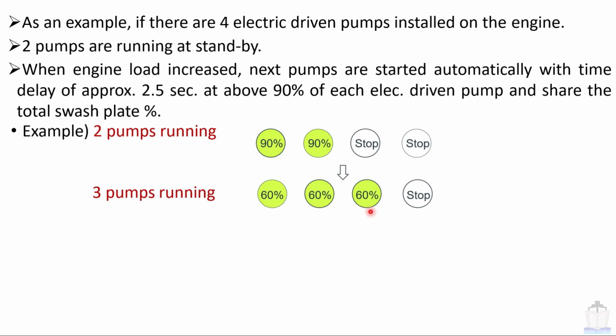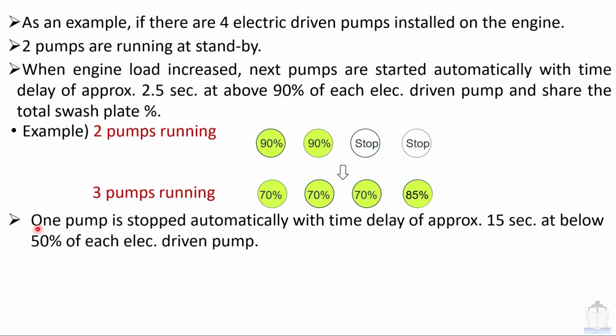So now it will become 60% in the individual pumps. Now suppose again the load percentage is increased and it reaches say 90%, then the fourth pump will start automatically. In that case, since number 4 pump is of fixed type, it will run at some specific load and the rest of the pumps will share the equal percentage of the swash plate angle. Next, one pump is stopped automatically with a time delay of approximately 15 seconds at below 50% of each electrical driven pump's load. So now going to understand with an example.